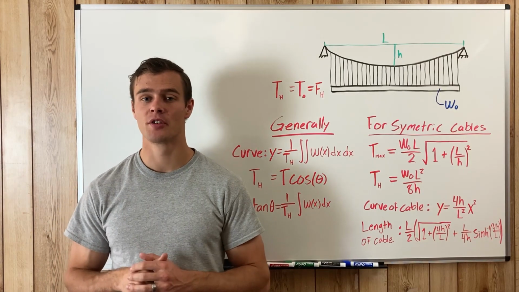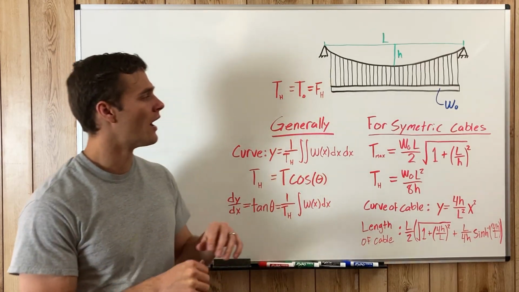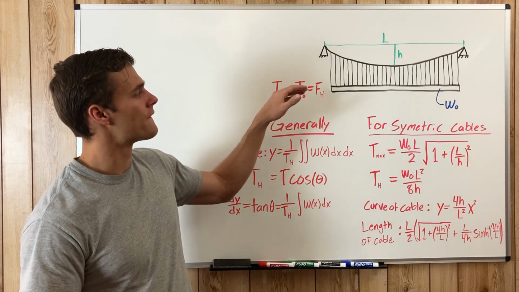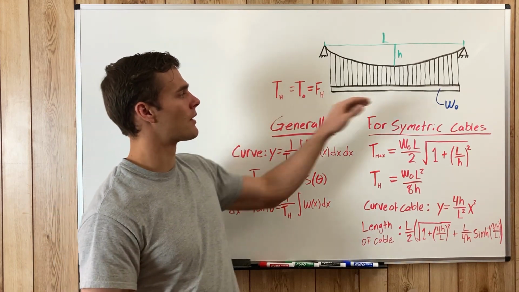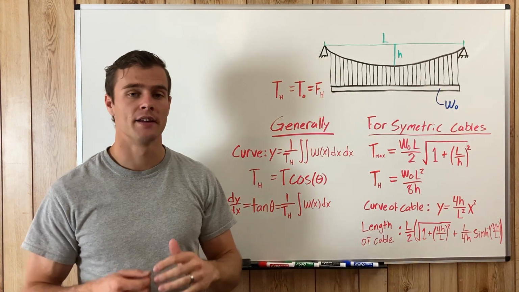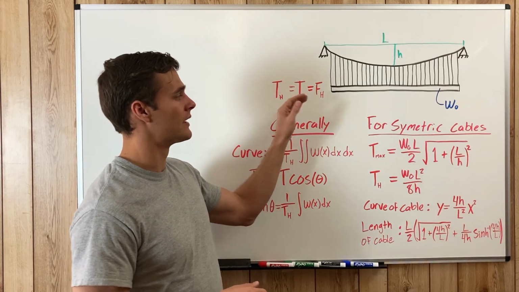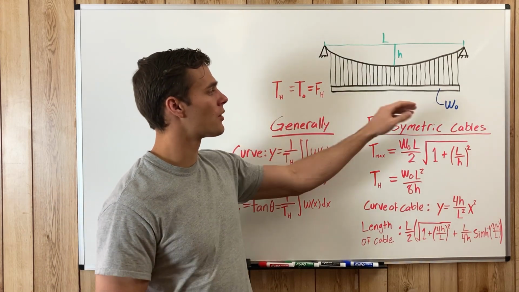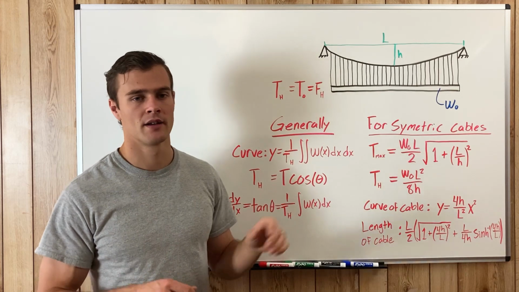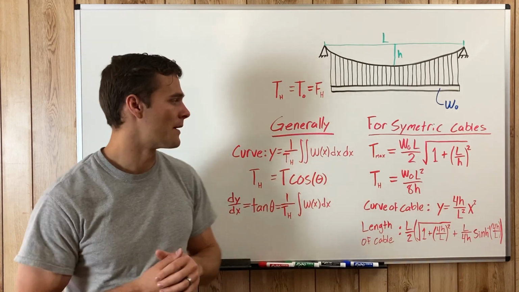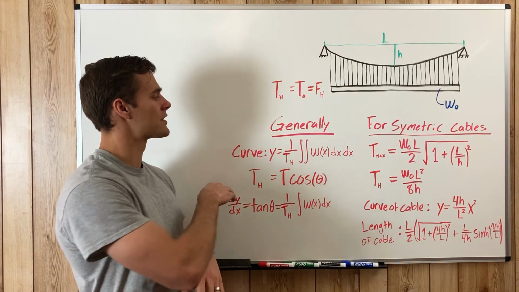Cables under a distributed load are cables with a load that is pulling down from the cable evenly throughout the whole cable. And sometimes that load is going to be constant throughout the whole thing, and sometimes it can be varied. But that is why we have these equations to solve for that.